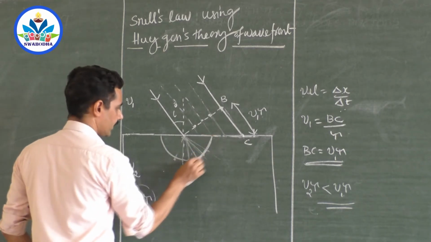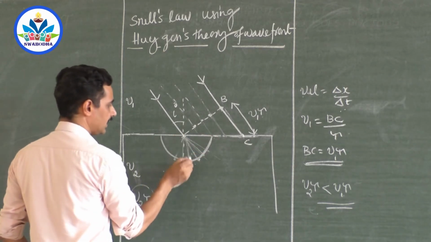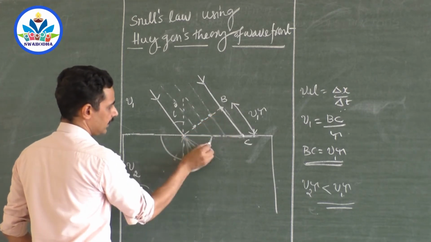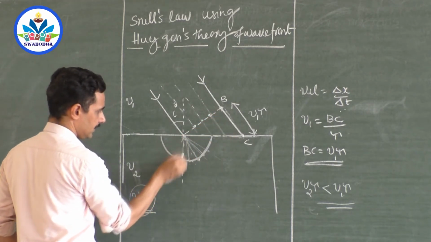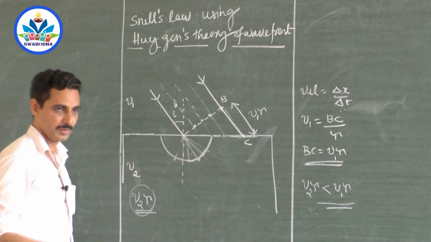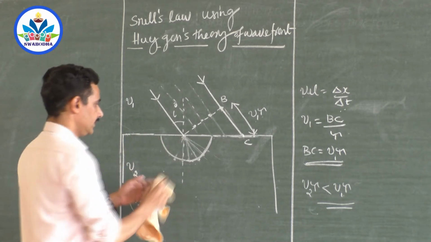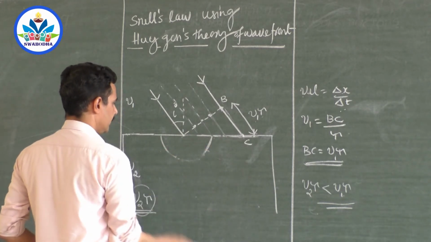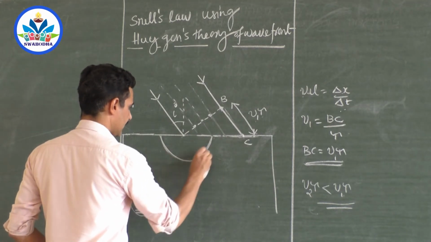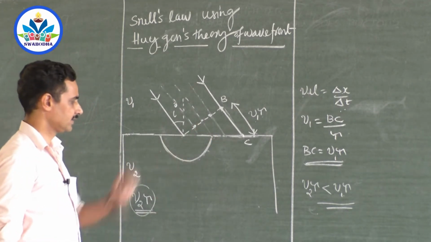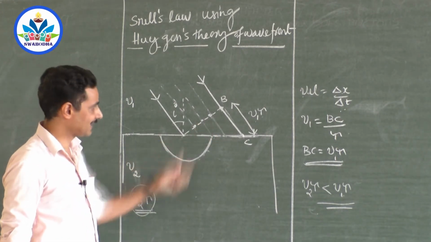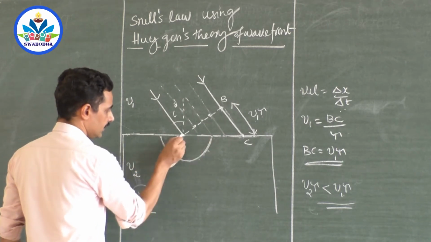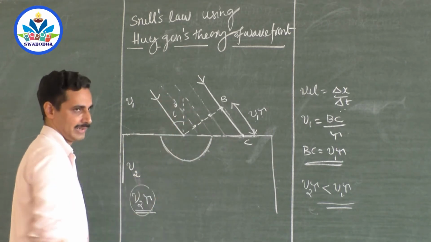That means the point where this wave will reach inside the medium, which is lesser than this, may be here, may be here, may be here, anywhere, we don't know. So the wave which enters into the medium where its velocity is lesser than that in the first medium may be anywhere here if you connect it like this. We don't know where it is.